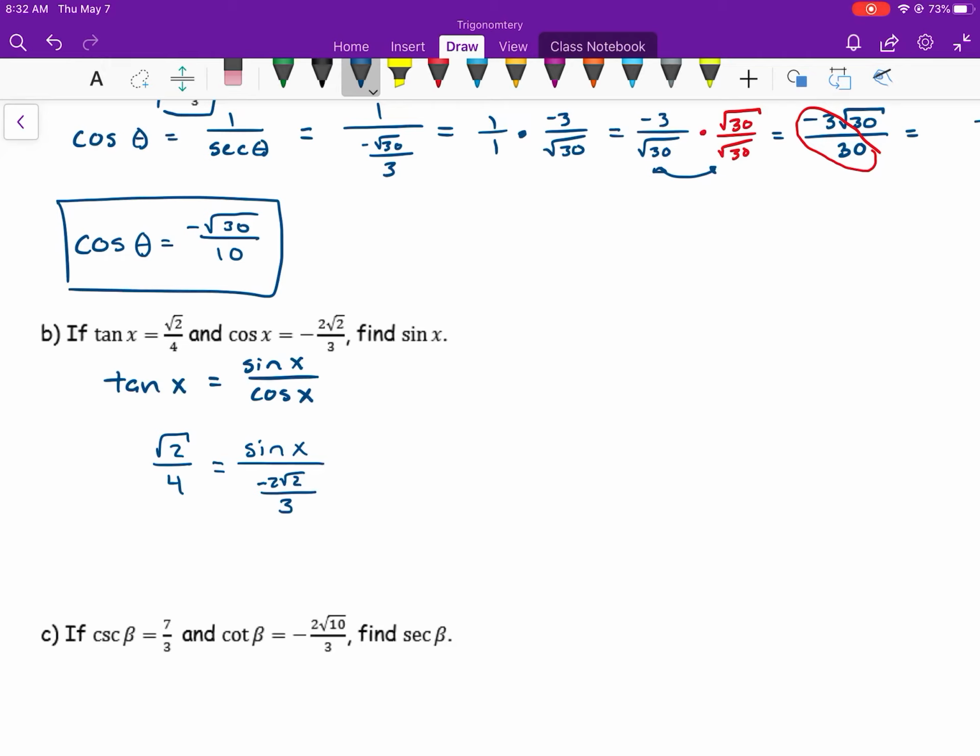Okay, so it looks kind of crazy, but we actually have two fractions equal to each other, so all we have to do is cross multiply.